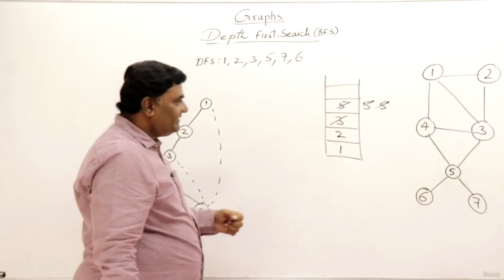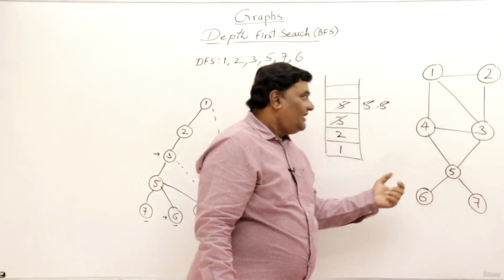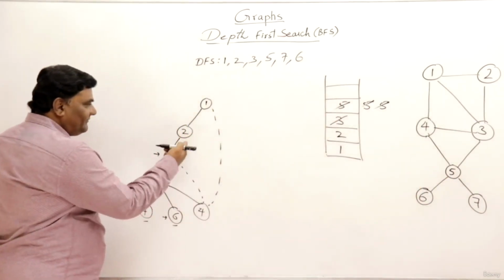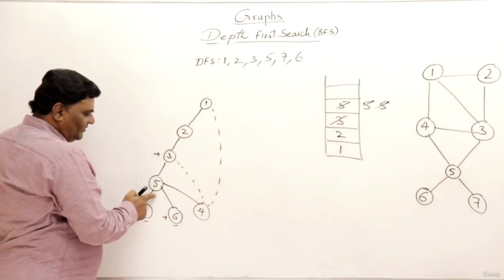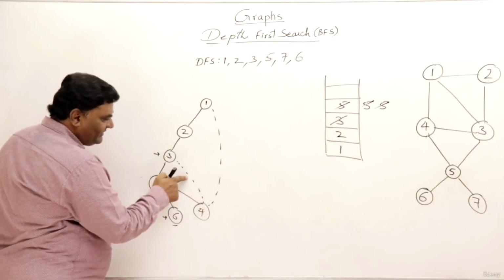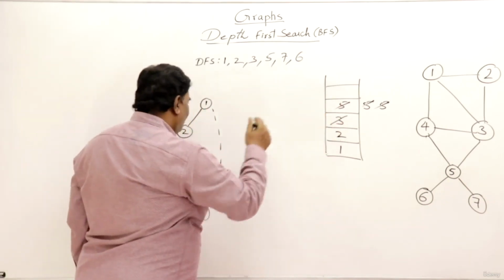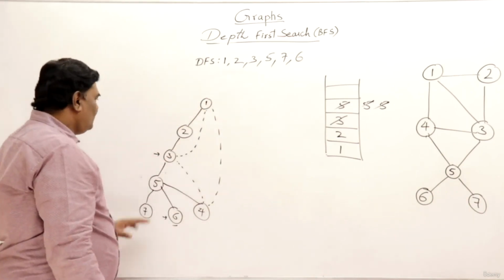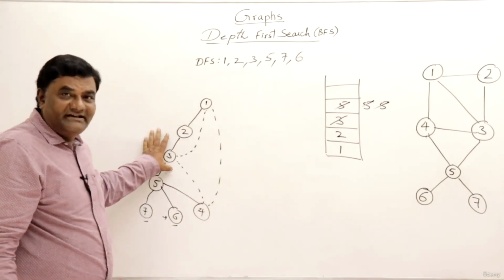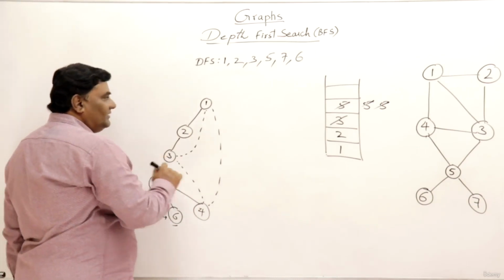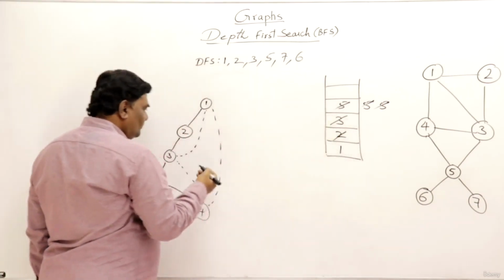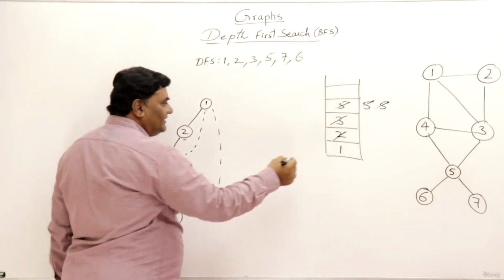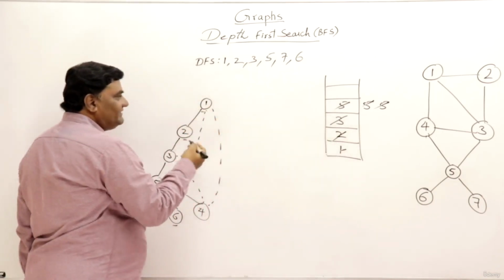Who are adjacent to 3? 2, 4, 5 as well as 1. So 2, from there only we are coming. 5 we have already visited. 4 is already visited, the dotted edge is also there. But for 3 to 1 there is no dotted edge. So I will draw a dotted edge here. 3 is completely explored. Take out the next vertex, 2. 2 is completely explored. Take out the next vertex. 1 is explored.